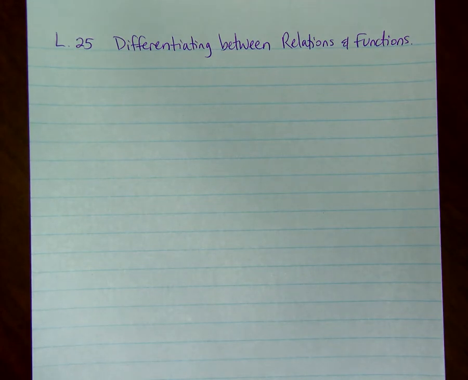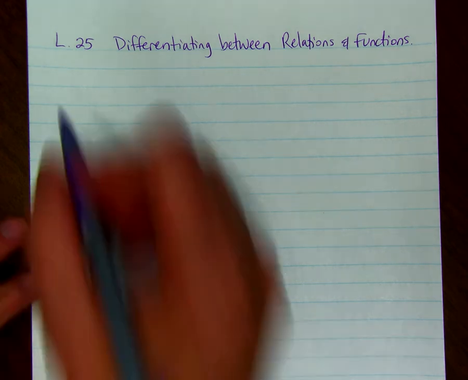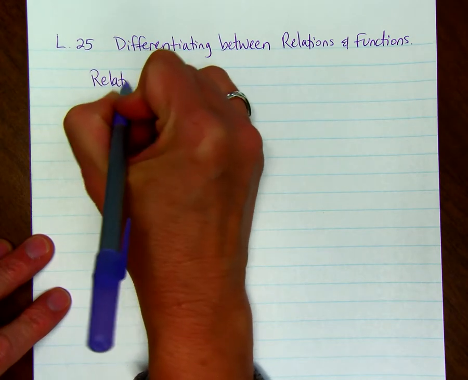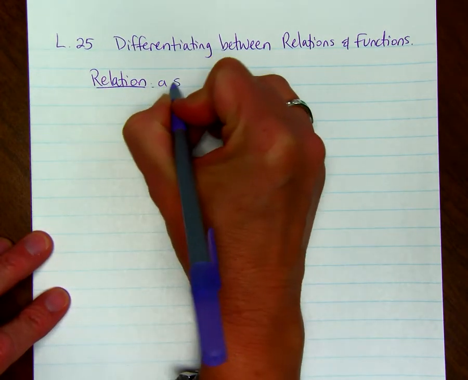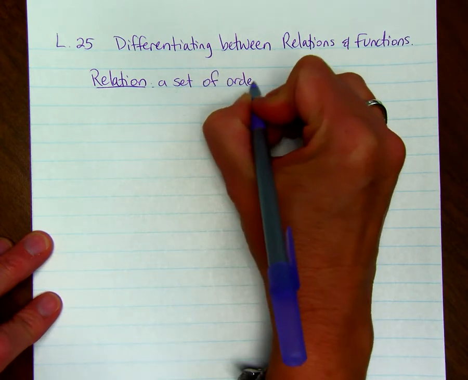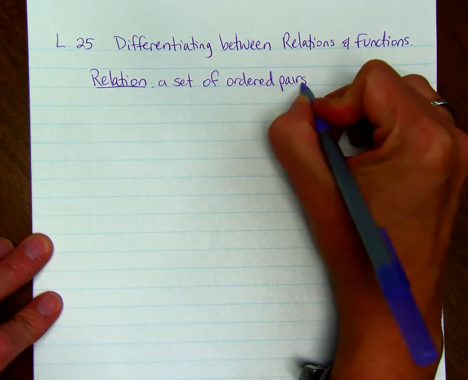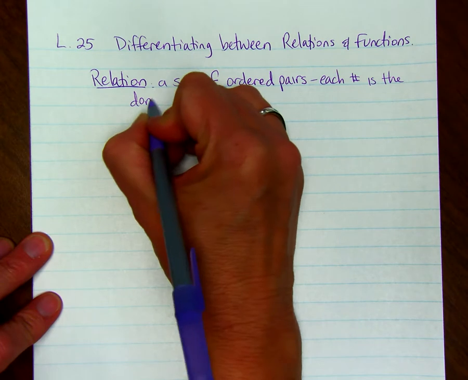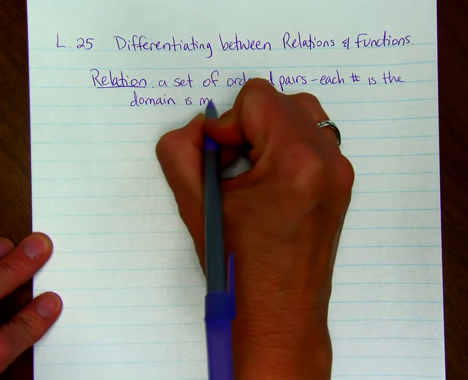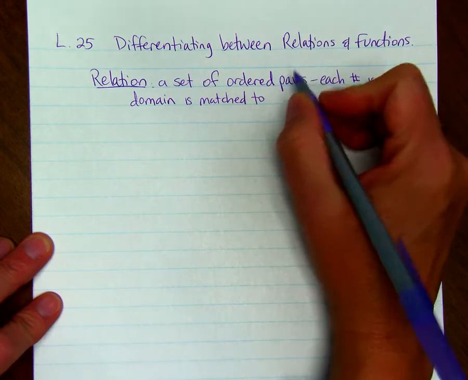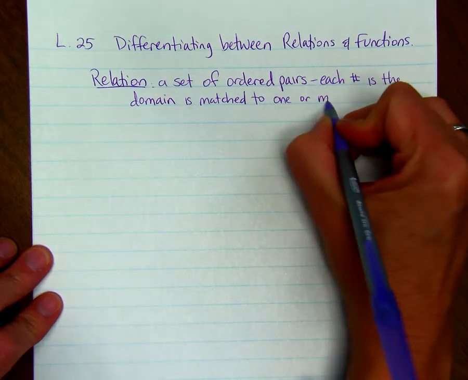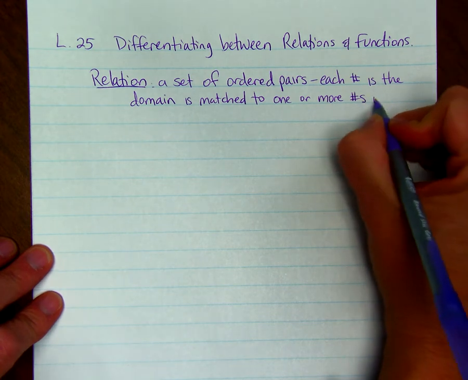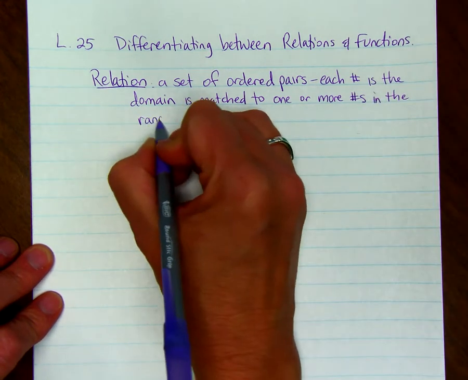So a relation is just a set of ordered pairs, and each number in the domain is matched to one or more numbers in the range. Well, let's go over what domain and range are next.